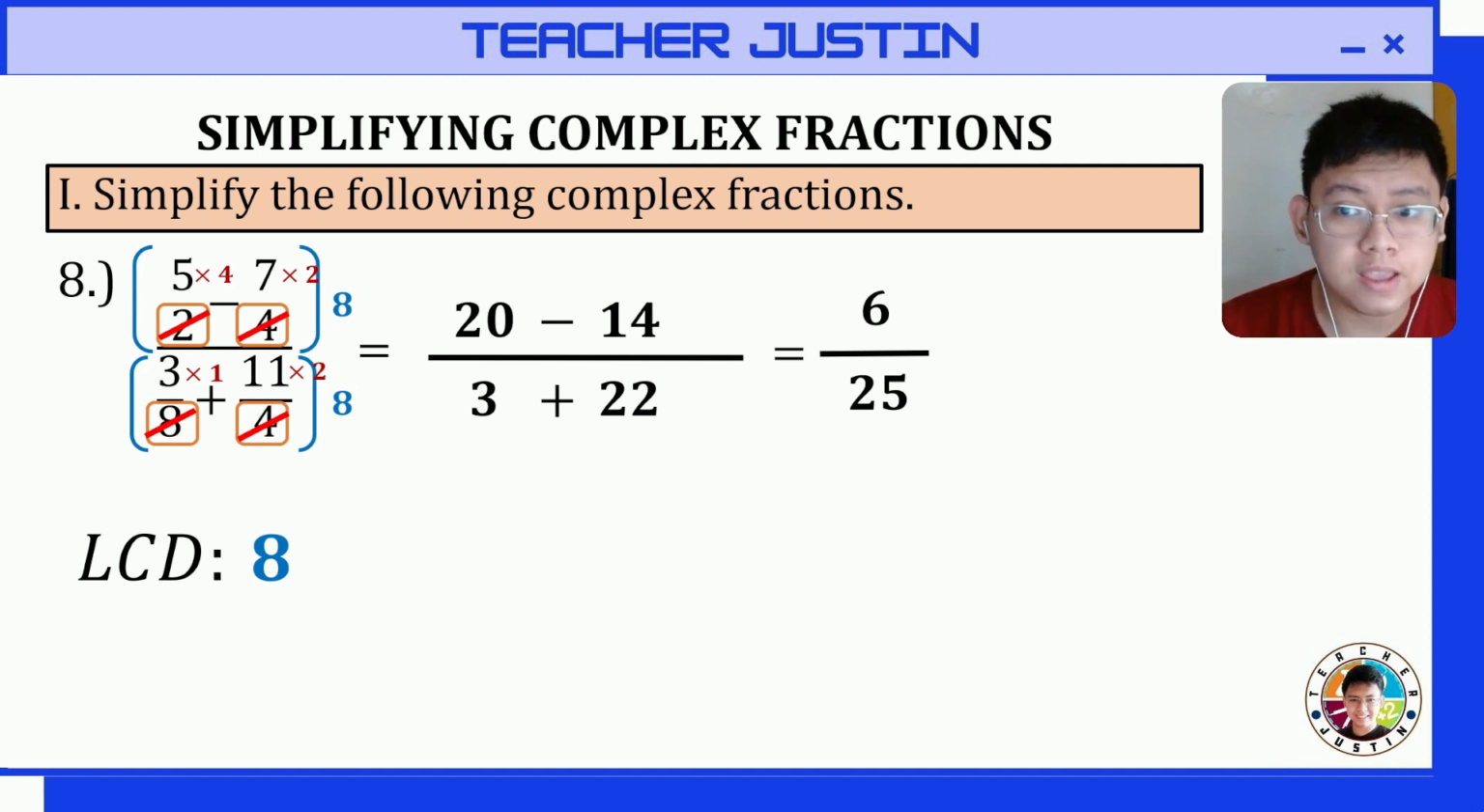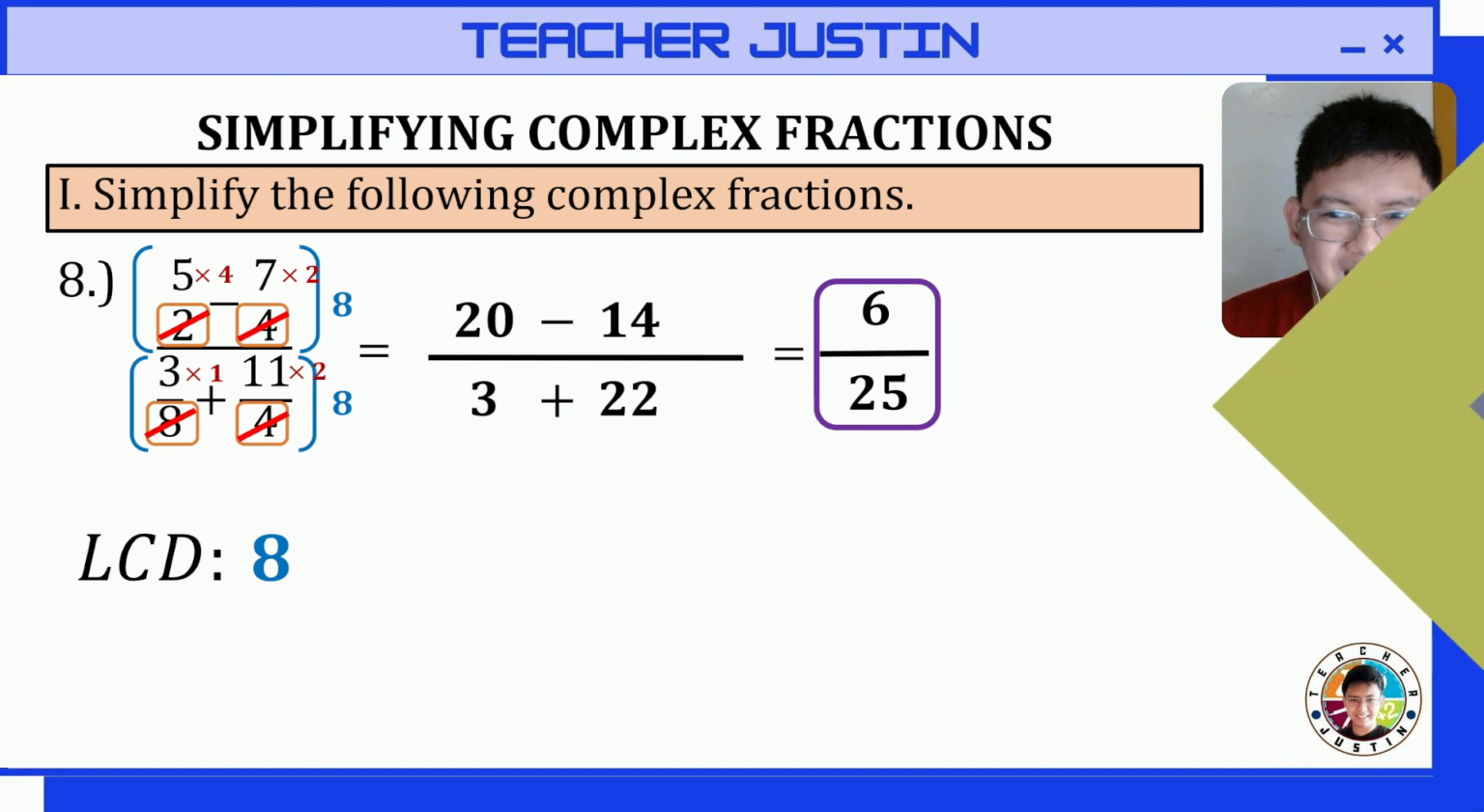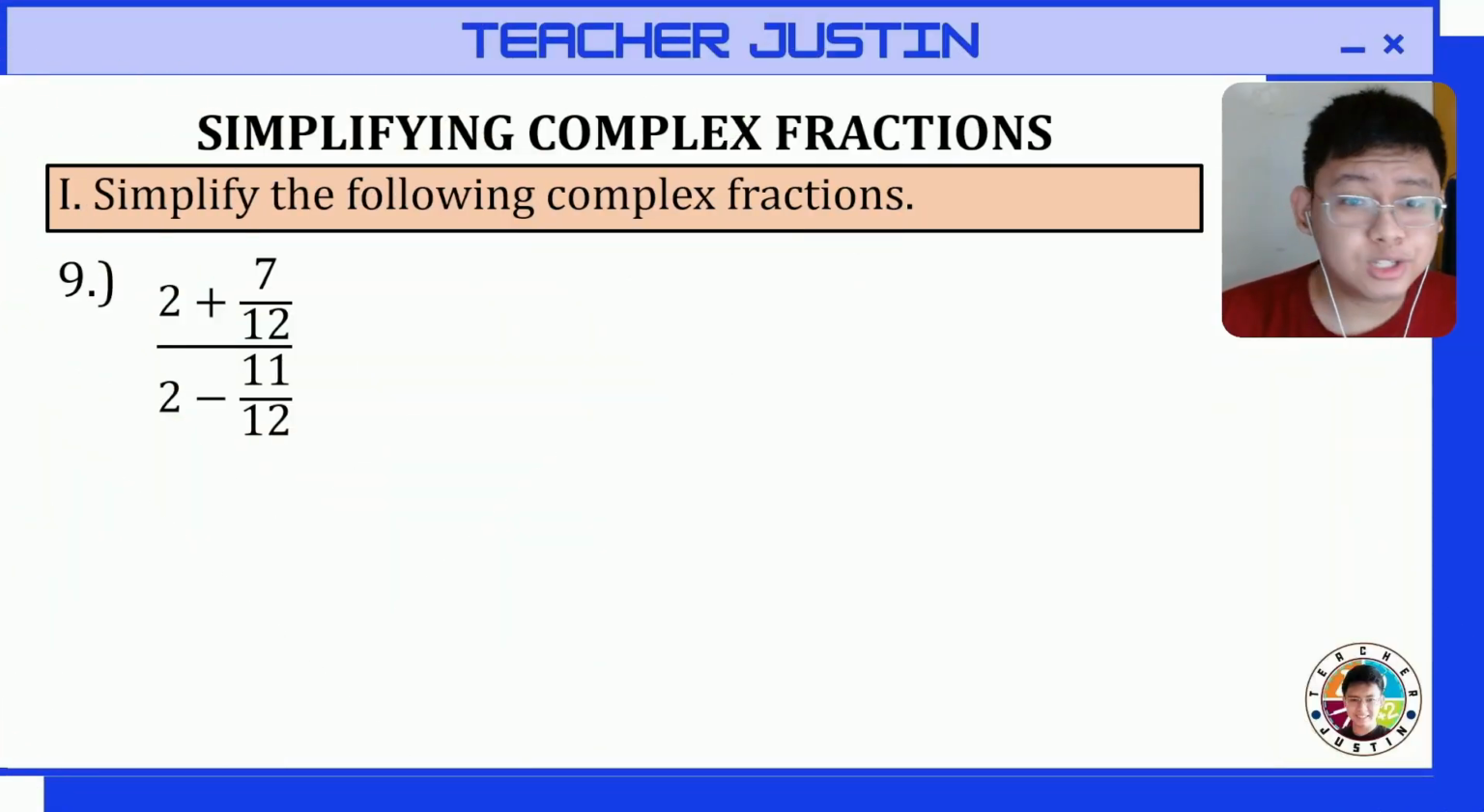Now, let's simplify if possible. So, since hindi na natin siya pwedeng i-simplify, 6 over 25 will be our final answer. And that's it. Alright. Okay, let's simplify this complex fraction.